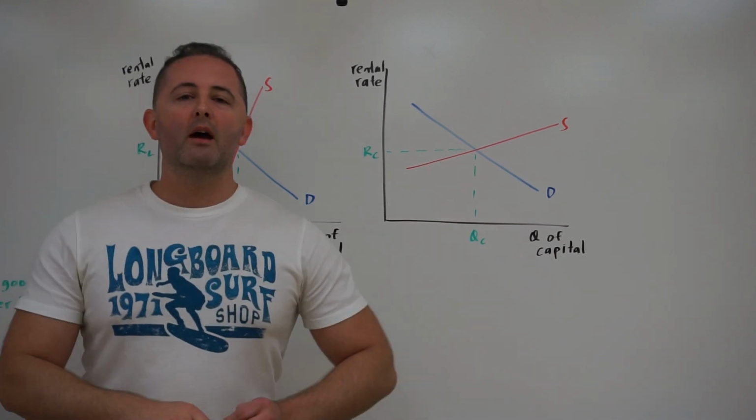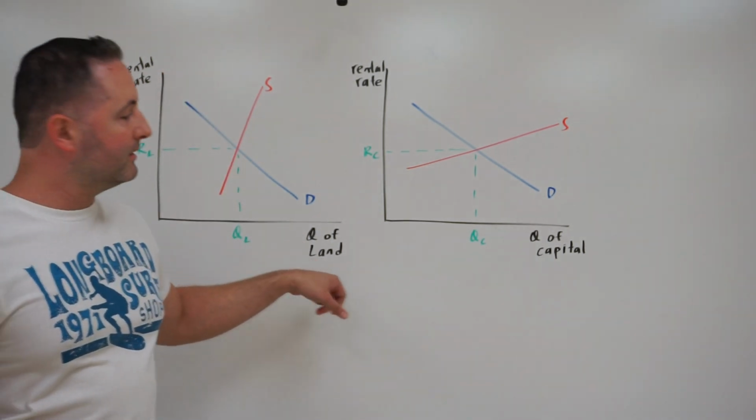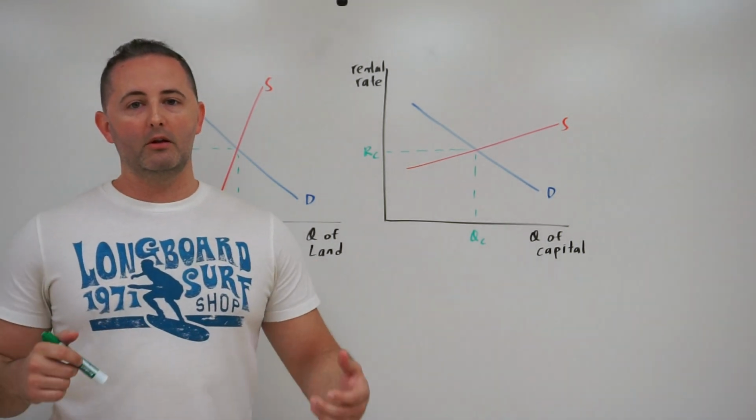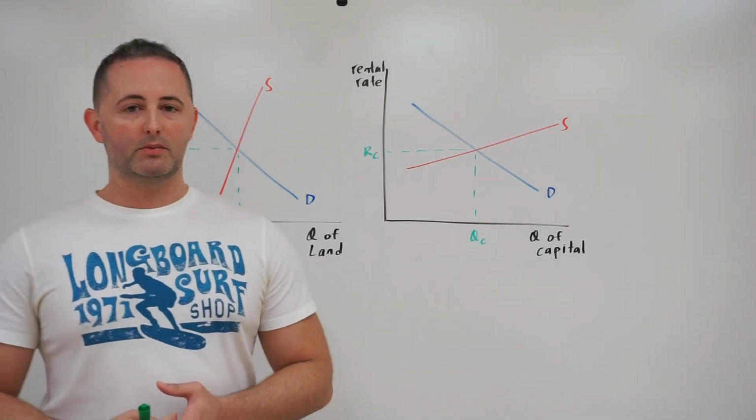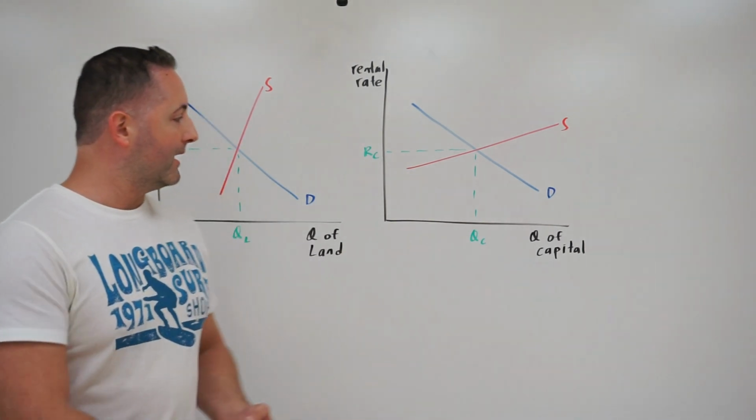Alright guys, welcome back. In this video we're going to be looking at two other markets. We're going to be looking at the market for land and the market for capital. So we've already looked at the market for labor. Remember, we have our factors of production, and there's going to be markets then for land, labor, and capital.